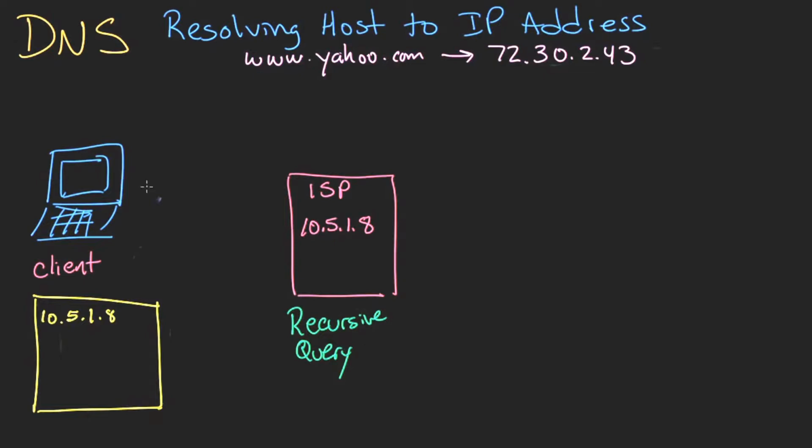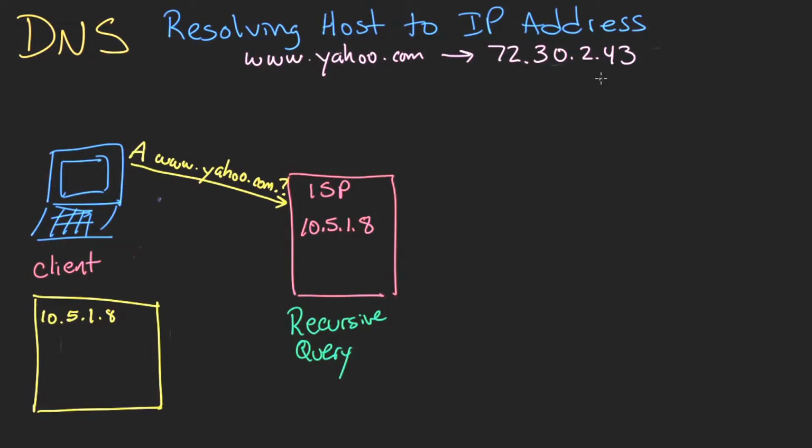So your client computer starts out by issuing a request to the ISP, and it asks a simple question. What is the address for www.yahoo.com? If this is the first time this DNS server has seen this request, it's not going to know the answer, so it needs to ask someone else.